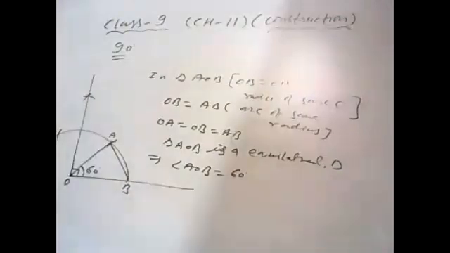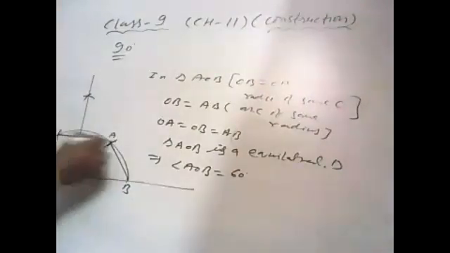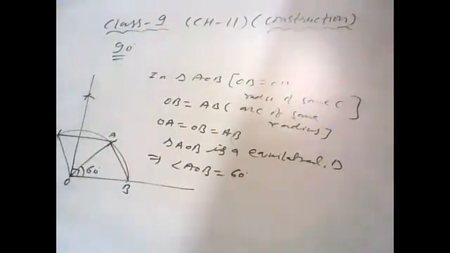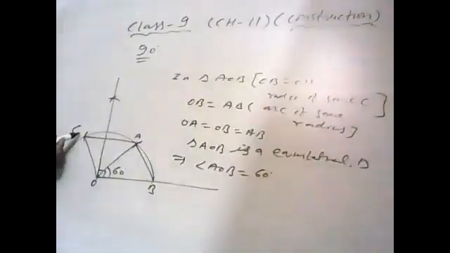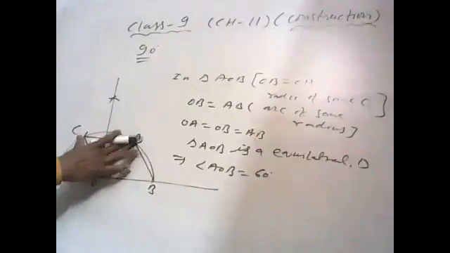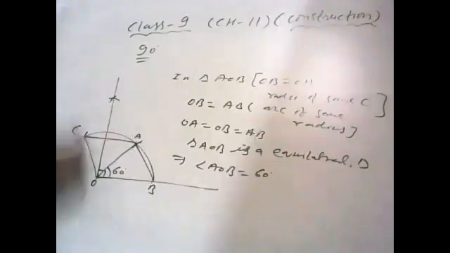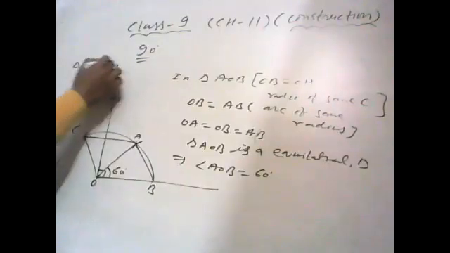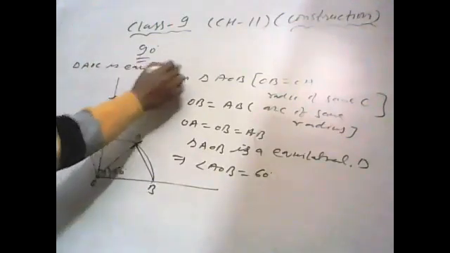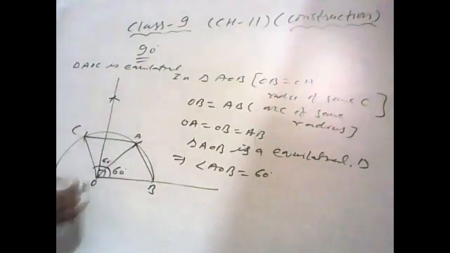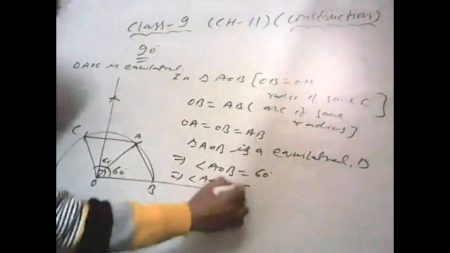Now again, look, draw this, join this A to C and O to C. Again we have a triangle AOC, right? Similarly, we can prove that triangle AOC is also an equilateral triangle because OC and OA are radii of the same circle. Again, the arc we cut from here, this AC is with the same radius by construction. Yes or no? Arc of the same radius. That's why our triangle AOC is also an equilateral triangle. Okay? So this angle also becomes 60 degree. Angle AOC is also 60 degree.